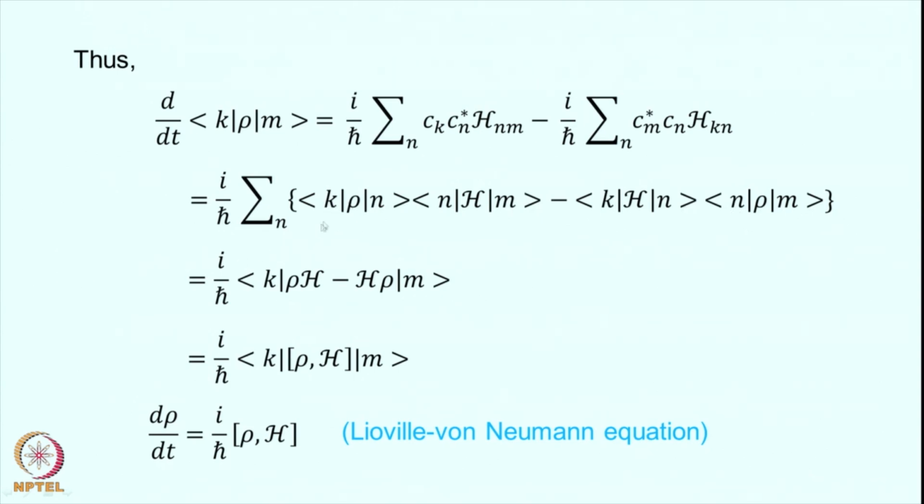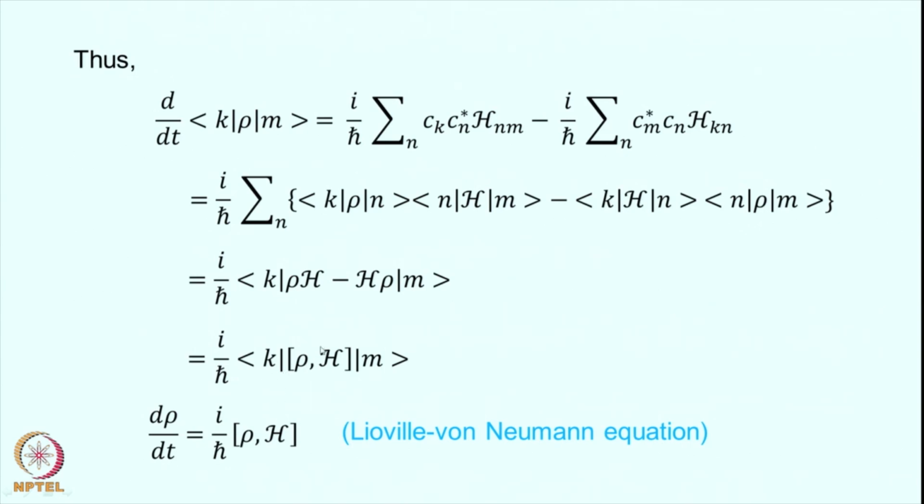Therefore, I will have iħ times ⟨k|ρ H, since the summation has gone, and similarly on this side I have ⟨k| appearing, H ρ, and the |m⟩ survives as it is. So I have i by ħ, the bra ⟨k|, and inside ρH minus Hρ, and the |m⟩ state on this side. Now, what is this? This is called the commutator between the two operators ρ and H. It is typically written in this manner, ⟨k|[ρ,H]|m⟩.